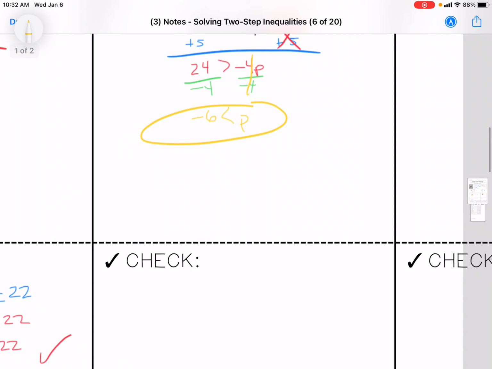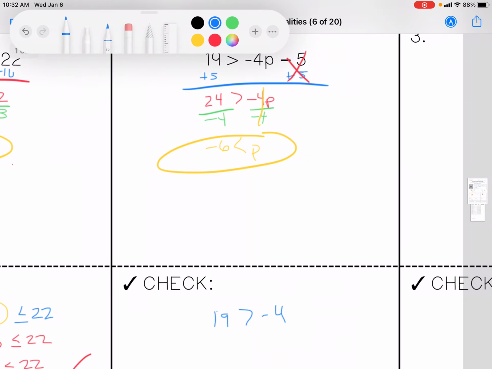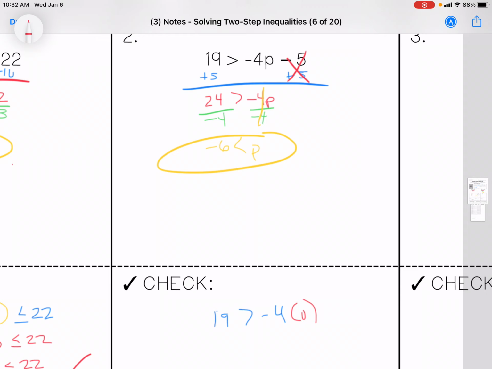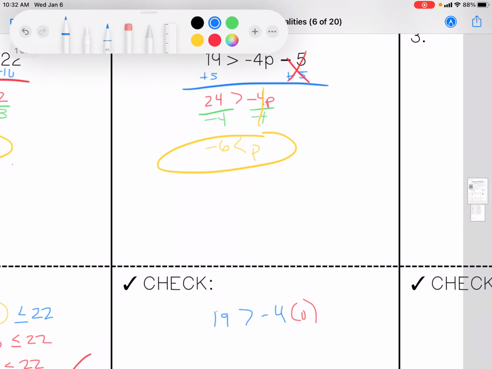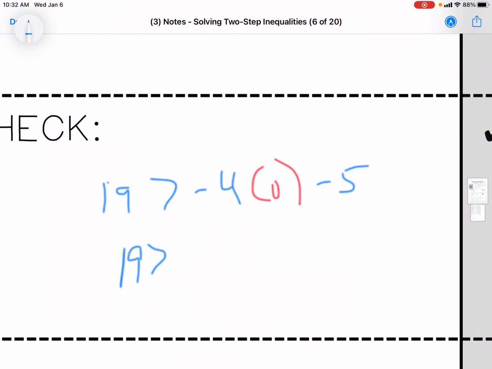So P can be any number that is greater than negative 6. So let's make it 7. So we're going to plug 7 in for P. Or not 7, let's do 0. Because 0 is larger than negative 6. 0 is an easy number. So 19 greater than negative 4 times 0 minus 5. So 19 is greater than 0 minus 5. Is 19 greater than negative 5? Yes, it is. It's larger.